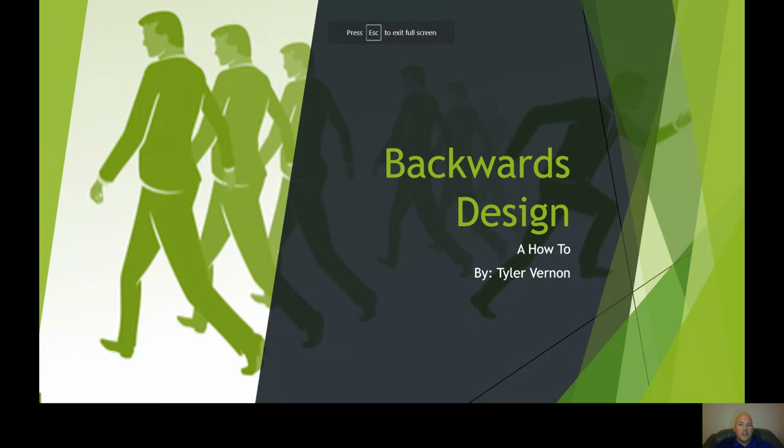Okay, so this presentation is about backwards design. And it's going to be a how-to. It's going to be a systematic approach on how I want y'all as my teachers and incoming staff to approach lesson planning, on how you need to develop a new way of thinking.